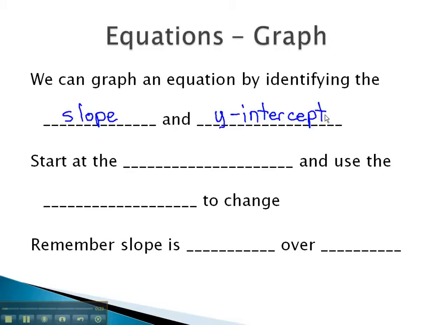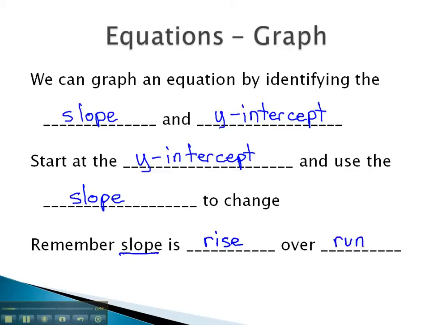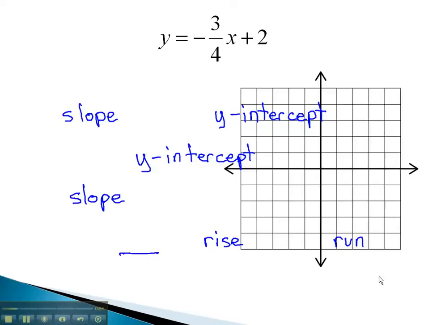Once we have identified this key information, we will start the graph at the y-intercept, and then we will use the slope to change to the next point. As we do, we will remember that slope is found by taking the rise over the run. Let's take a look at an example where we can see the graph found from the equation of the line.